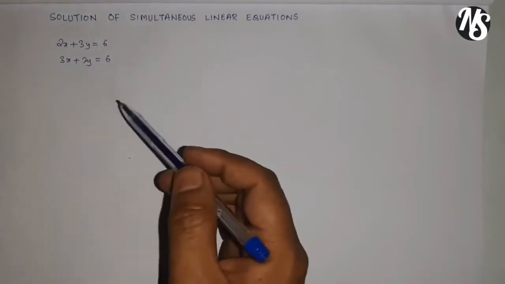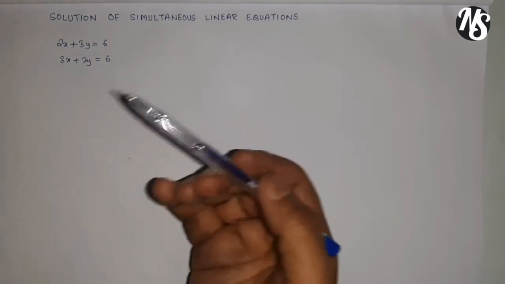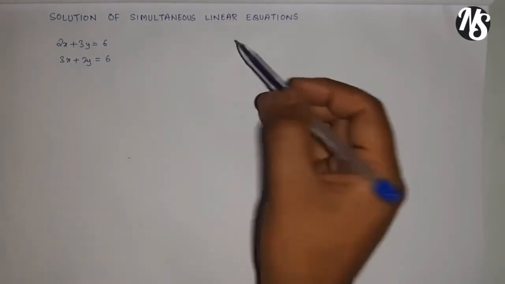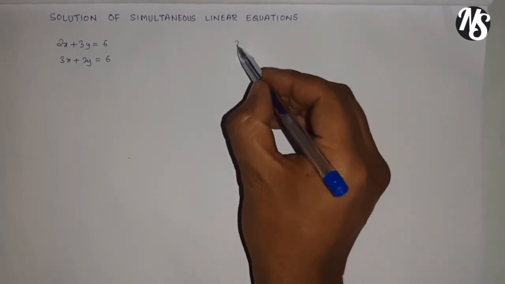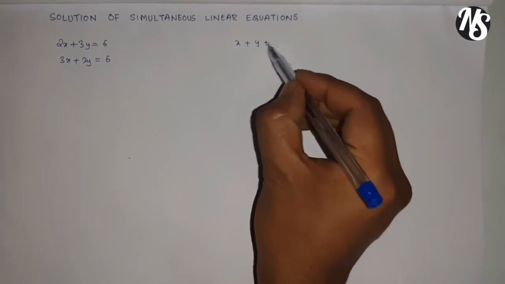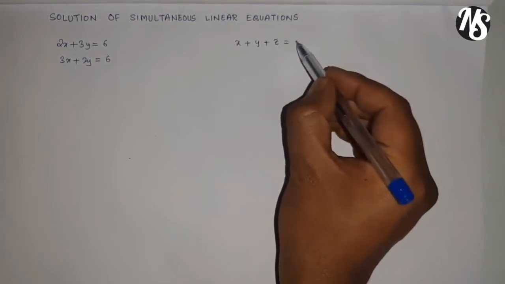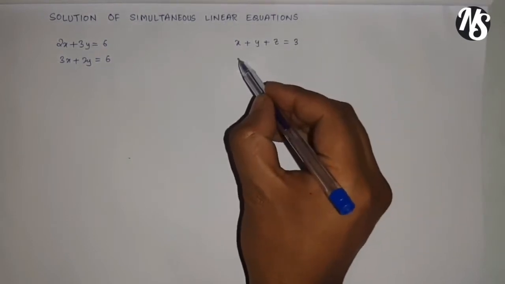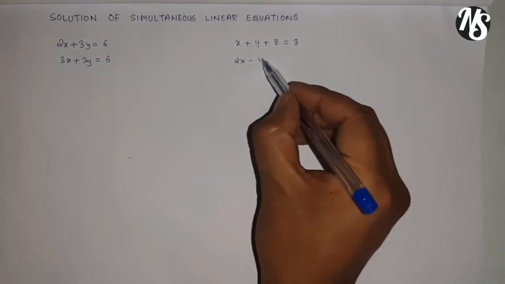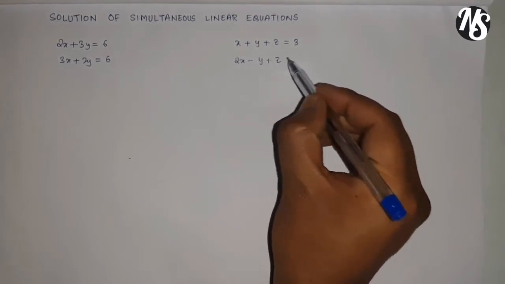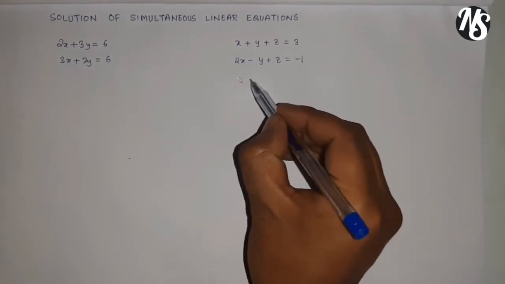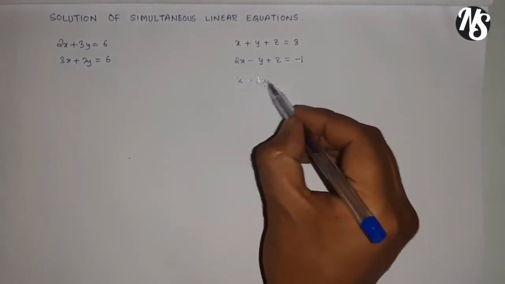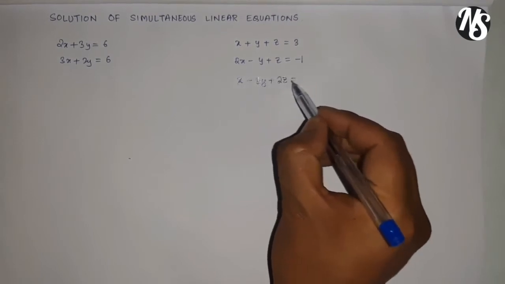Okay, now let me take simultaneous equations in three variables. So for three variables, you can put x, y and z. Okay, so let's say x plus y plus z is equal to 3. 2x minus y plus z is equal to minus 1. x minus 3y plus 2z is equal to 8.